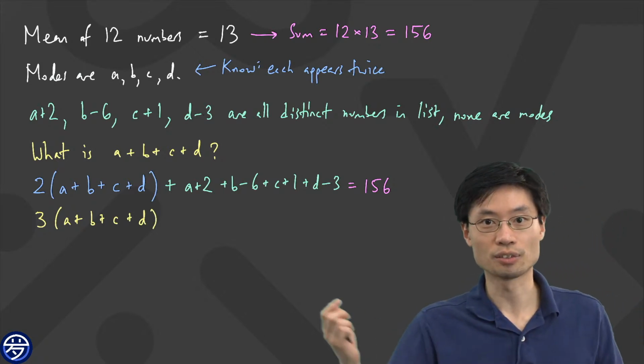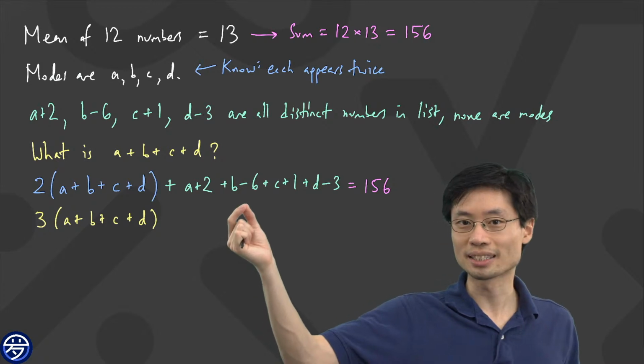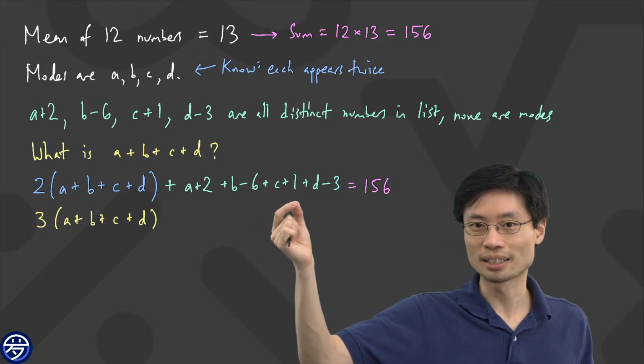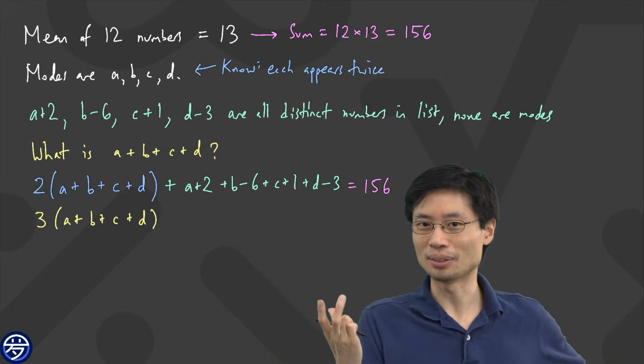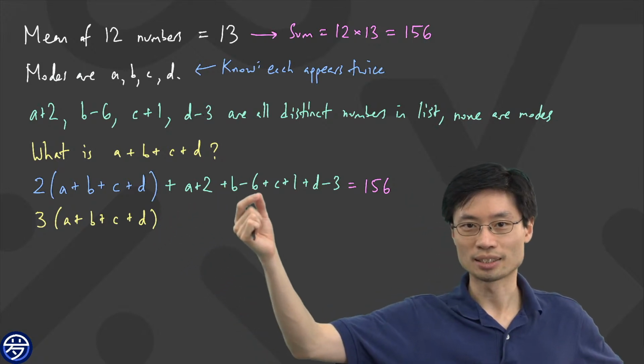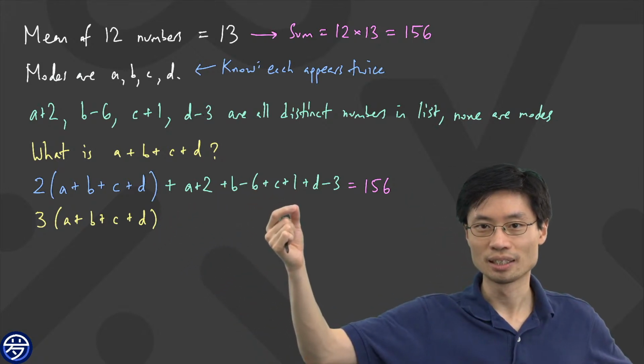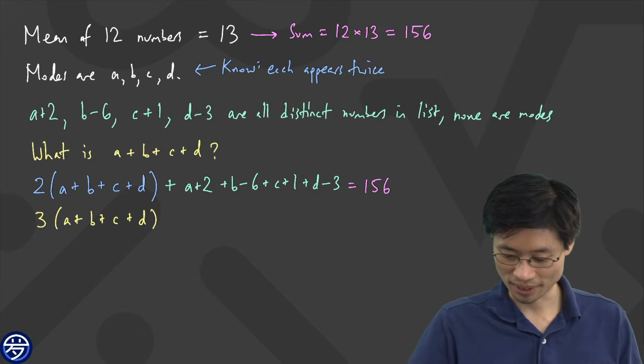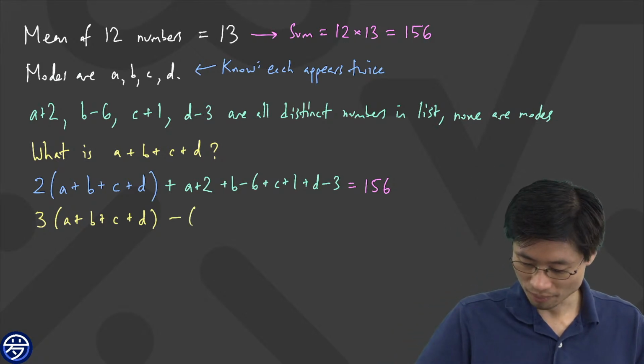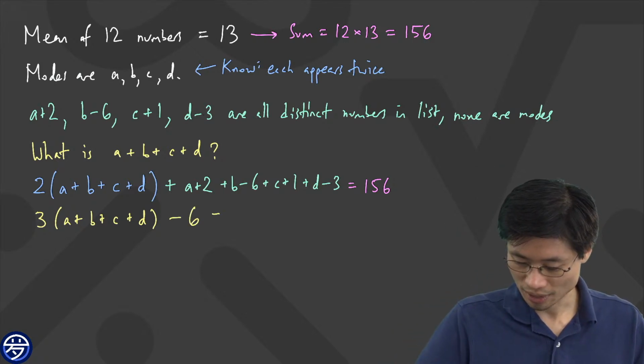And what else is left over? I have a plus 2, a minus 6, a plus 1, and a minus 3. So let's add those together. Minus 4, minus 3, minus 6, I think so, hopefully. Minus 6 is equal to 156.